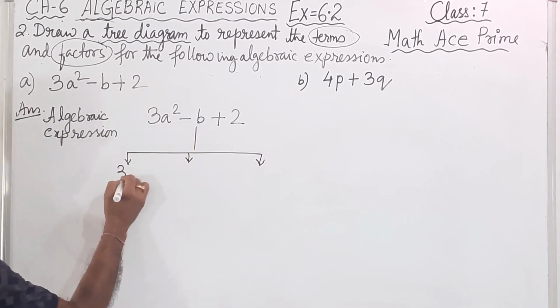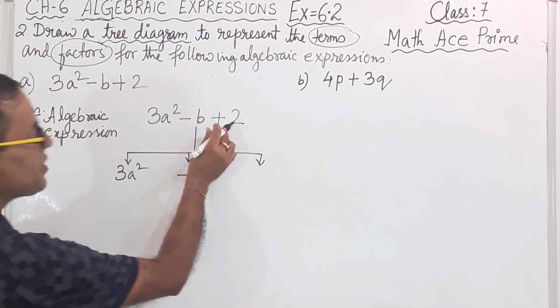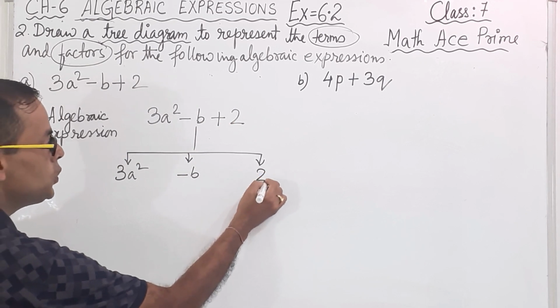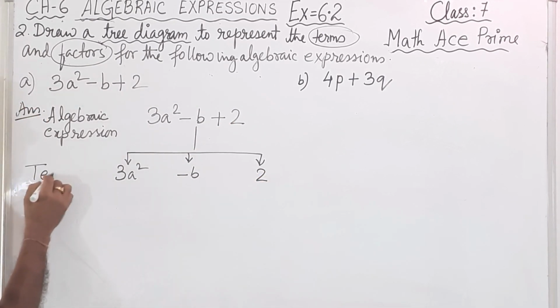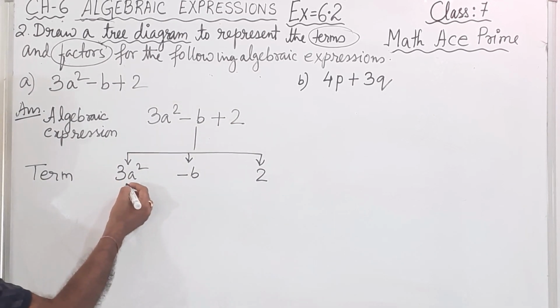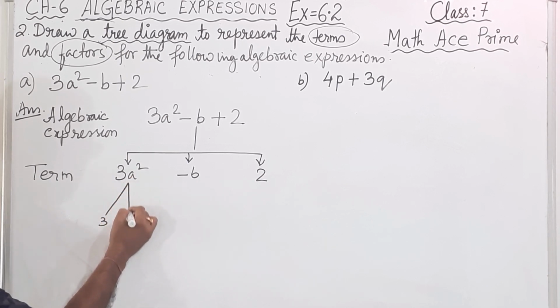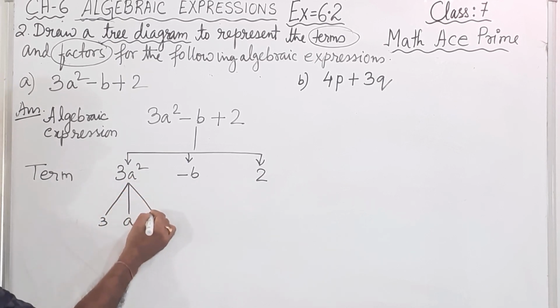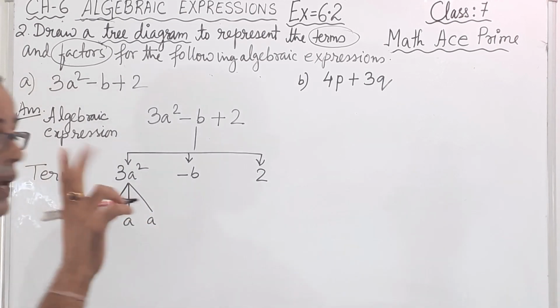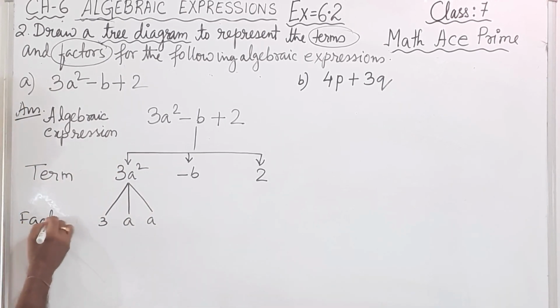So first one is what? 3a square. Next one is minus b, and next one is plus 2, means only 2 only. So this is what? This is term. You can write here term. Now again I have to break this term into factors. So here how many factors are there? One is 3. Then a square means one is a and another one is a. A square means 2 a's are there, a into a. So this is what? Factors.